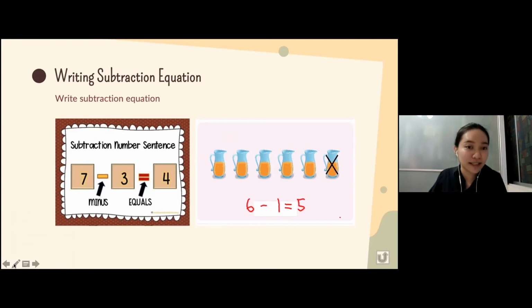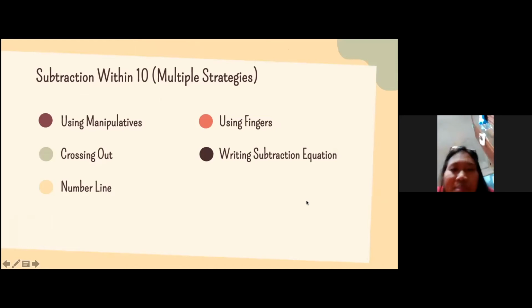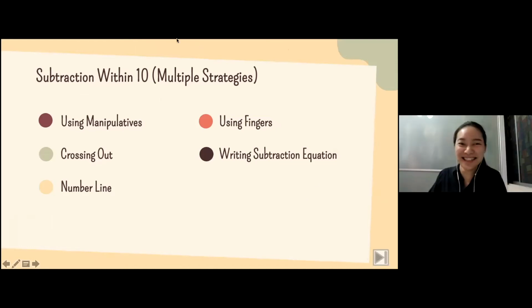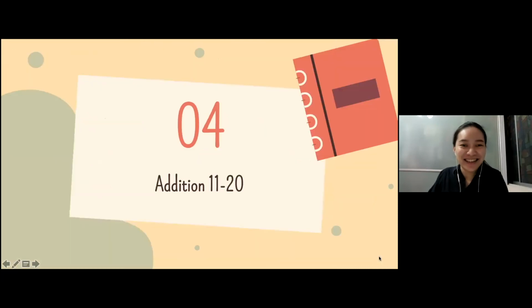So this is writing subtraction equation. Everything all right? Am I going too fast? Okay. All right. Next, we have addition 11 to 20.